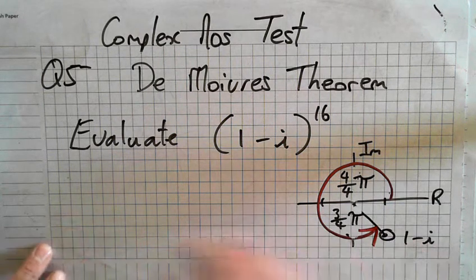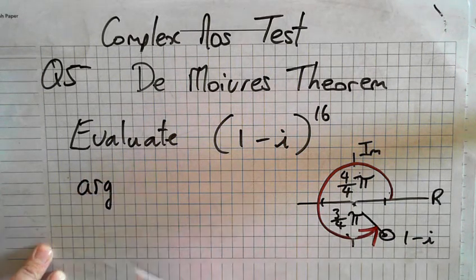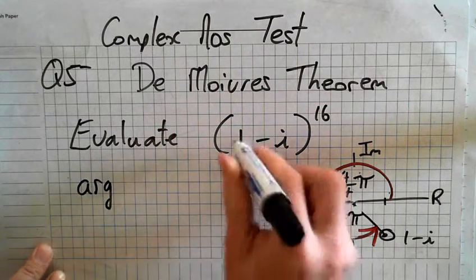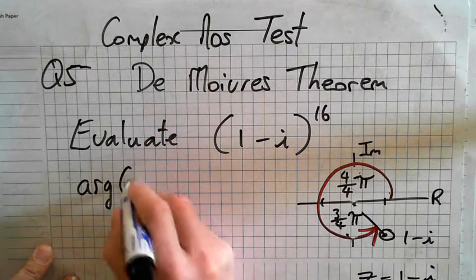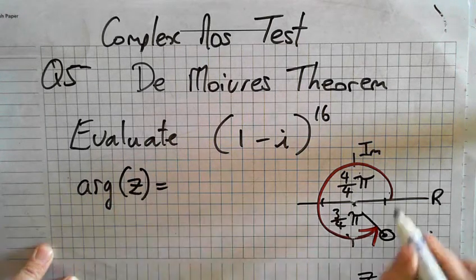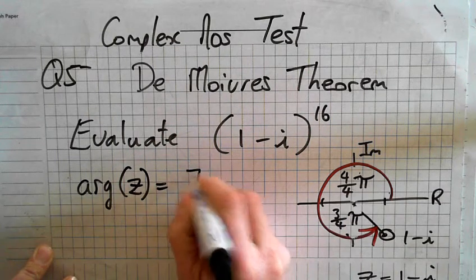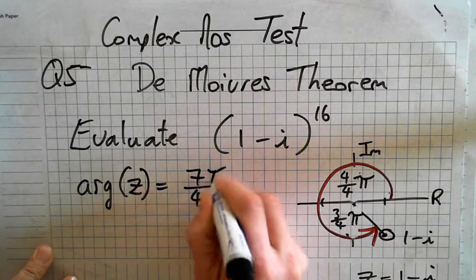So that's called the argument. First of all, let's say this complex number is called z. So the argument of z, that means the angle, is equal to 7 pi over 4.